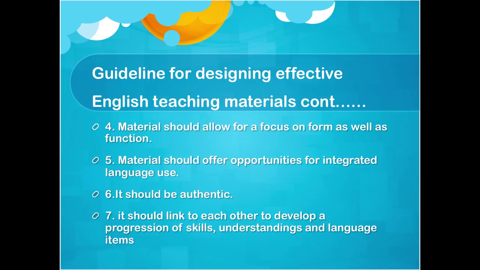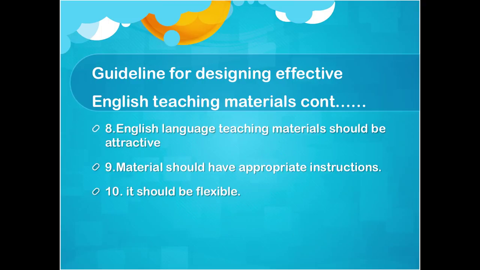And the fourth one is material should allow for a focus on form as well as function. And the fifth one is material should offer opportunities for integrated language use. And sixth one, the material should be authentic. And the seventh one is it should be linked to each other to develop a progression of skills, understandings, and language items. The eighth guideline for designing effective English language teaching material is it should be attractive.